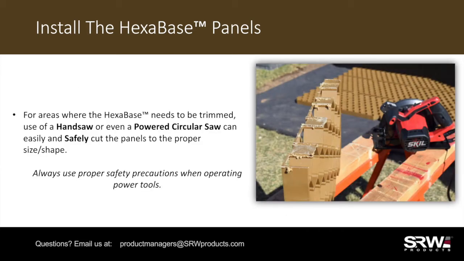For any areas where the HexaBase panels need to be cut or trimmed, use of a handsaw or even a powered circular saw can easily and safely cut the panels to the proper size or shape. For our installation, the circular saw we used had a 7-inch diamond blade installed for trimming pavers and gave a nice clean cut through the HexaBase panel as shown to the right. Always use proper safety precautions when operating power tools.